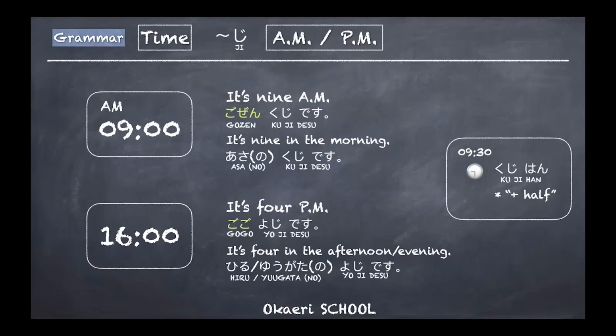Right, half is han in Japanese. So we say 9 o'clock plus half. So we don't say 9:30 in Japanese. We say 9 o'clock plus half. So 9時半, that would be 9:30.